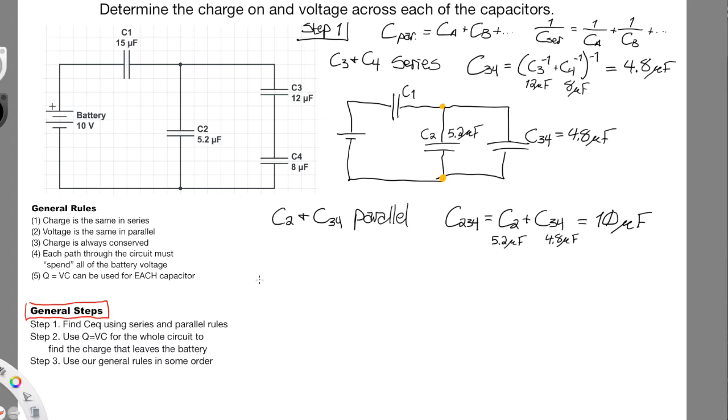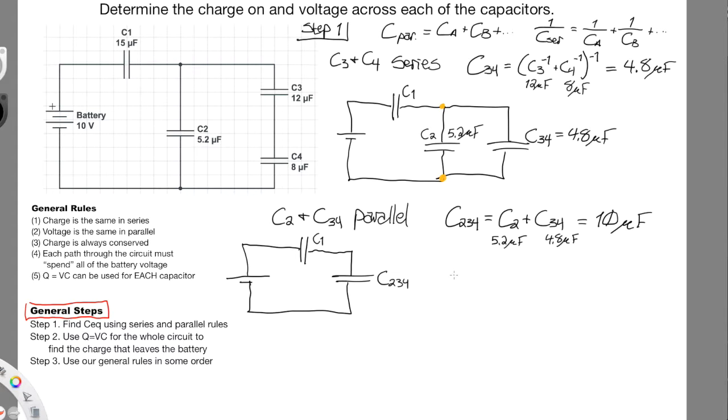Now let's redraw our circuit again. Still have our battery, still have C1, and now C2 and C34 have been combined together into C234.